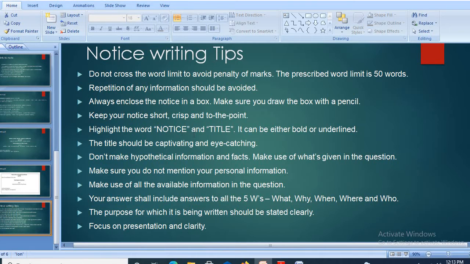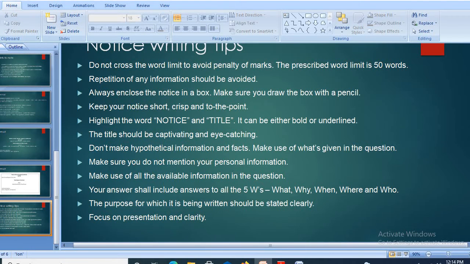Highlight the word notice and title. It can be either bold or underlined. Yes, you can either make it bold or underline it. So highlight the word notice and title. The title should be captivating and eye-catching. Remember, the title should be attractive. It should be eye-catching at the same time. And the next point is very important.